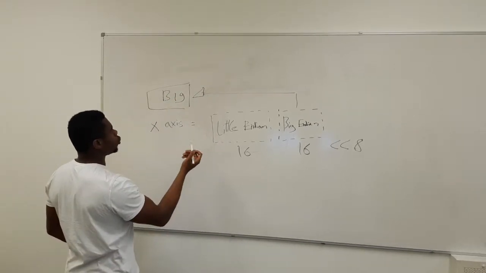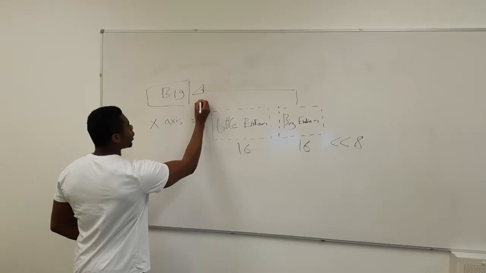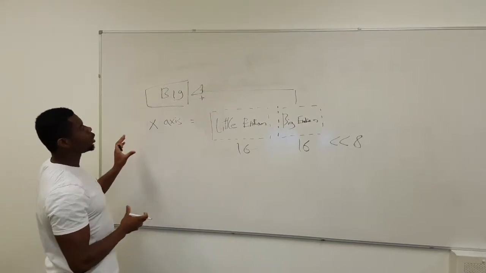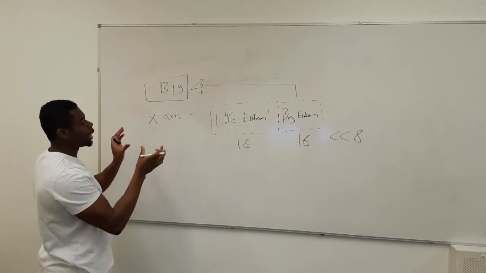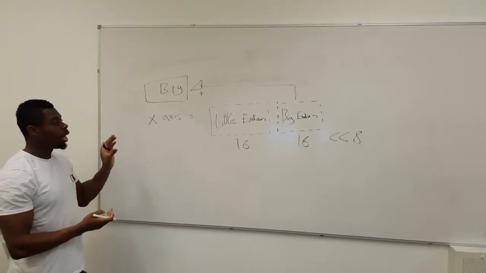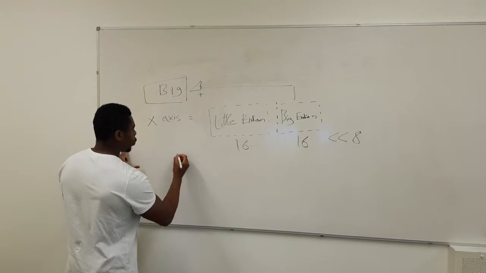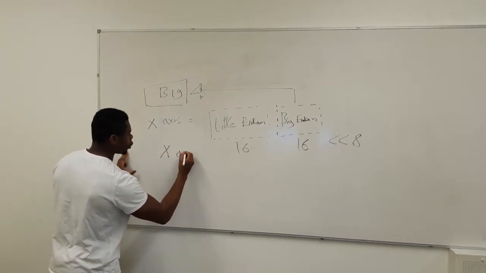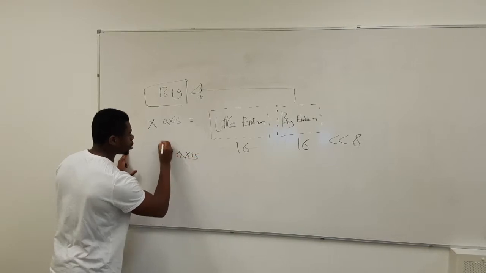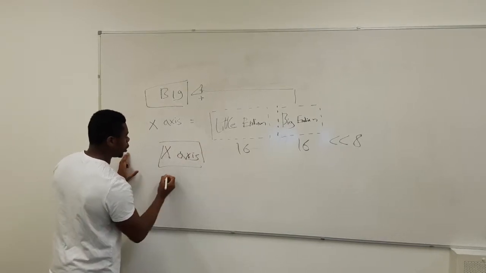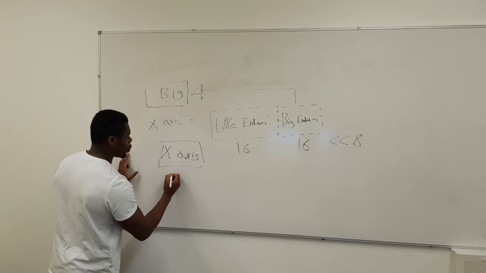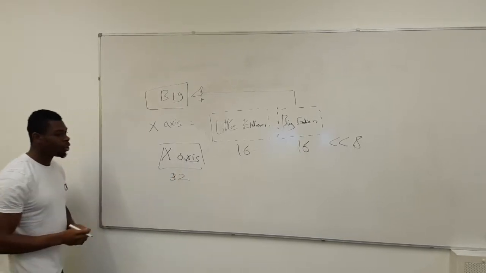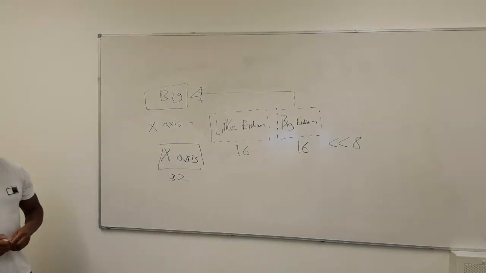Now with that, what you could do is, once it's in that format, add the big end and little end in the right sequence. And that will give you, in this case, our x-axis value in the right sequence of 4 bytes or 32 bits.